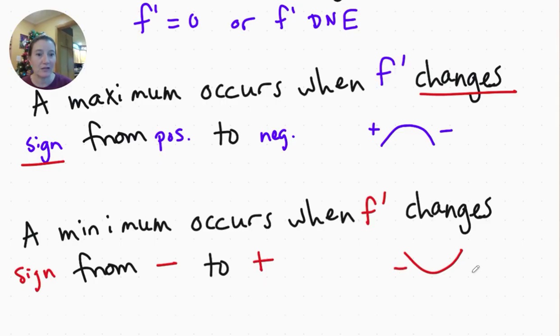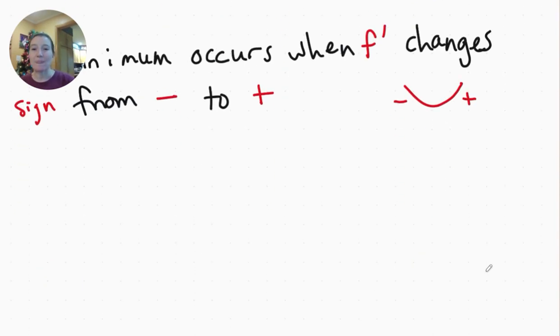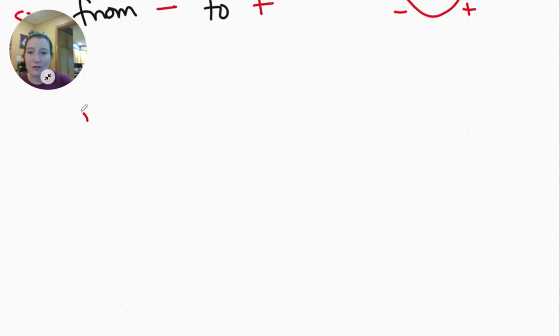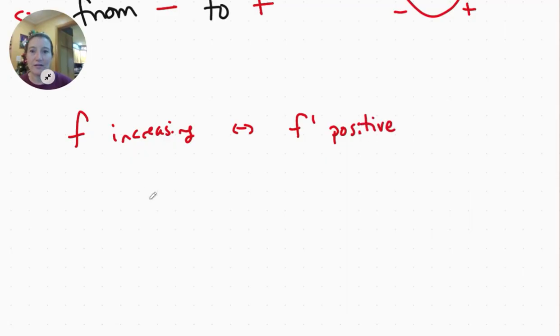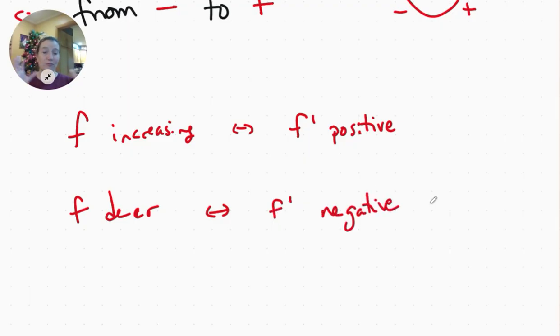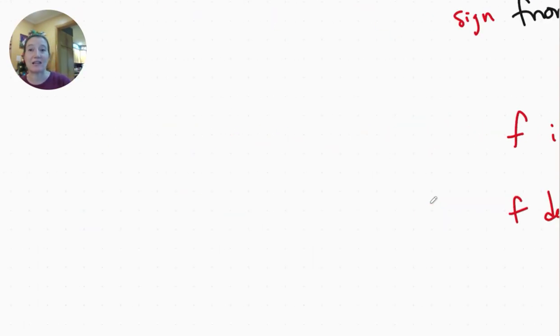Okay. f was decreasing, then f is increasing. Notice how I did not say f prime changed from increasing to decreasing. So if you want another thing for your notes, f increasing means the same thing as f prime positive, and f decreasing is the same as f prime negative. Don't try and put those together. We're not going to say f prime increasing, f prime decreasing, unless that's actually what you mean.